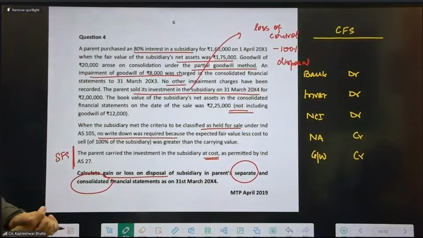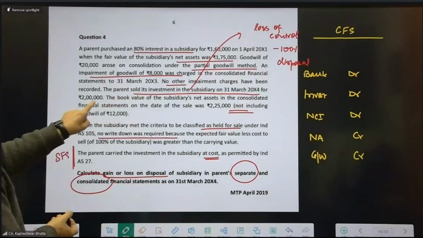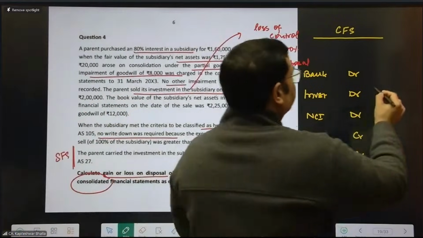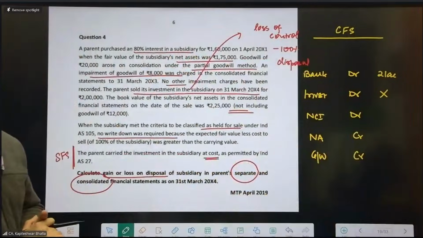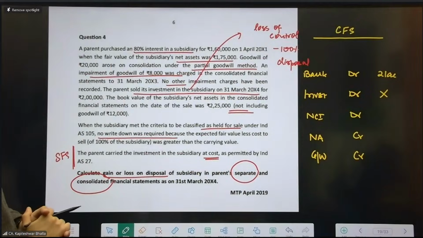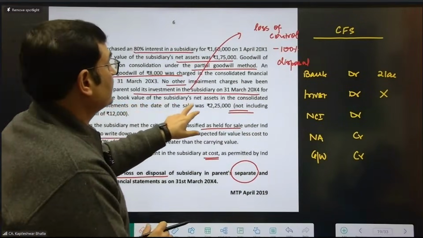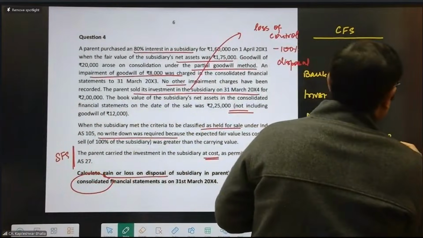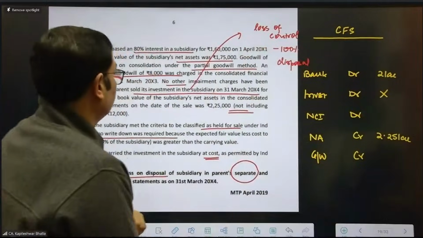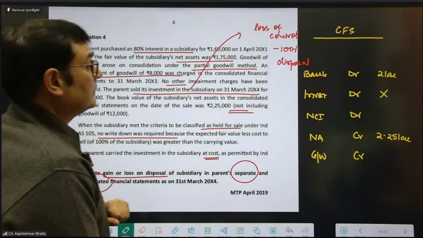So let's begin with the data. You can help me to get the information as well. What is the value at which the investment is sold? The parent sold the investment for 2 lakhs. So can I say this is the bank figure? There is no investment retained, so that becomes 0. And what is the amount at which the net assets will be given a credit? The book value of the net assets in the consolidated financials on the date of sale. Can I say this is 2,25,000? And the goodwill in the books of accounts is 12,000.